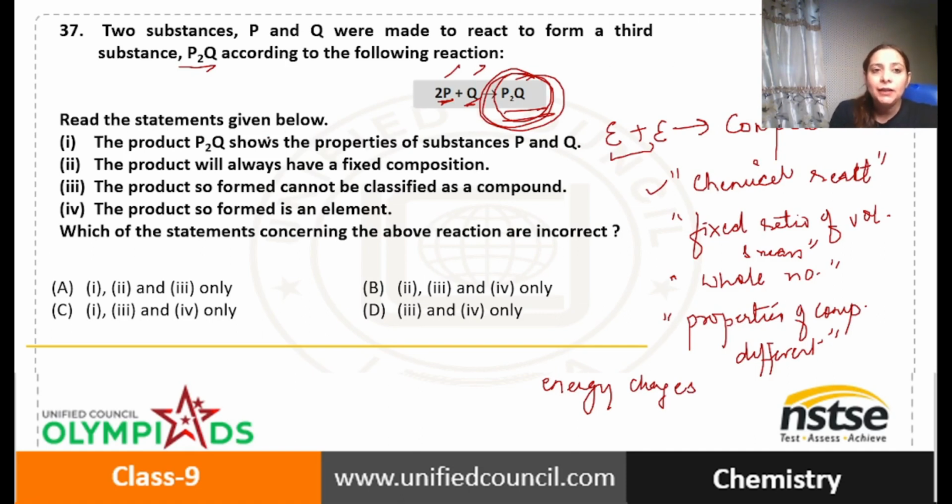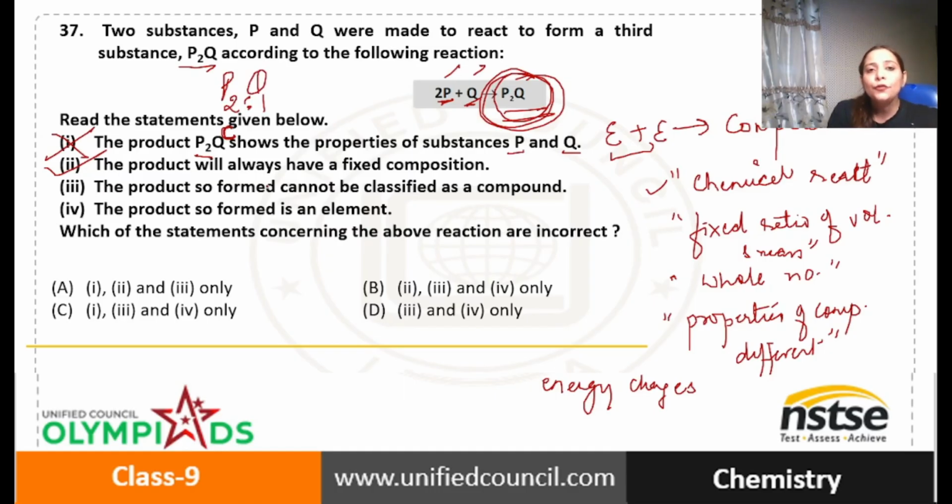Now a few statements are given. Statement 1: the product P2Q shows the properties of substances P and Q. No, it doesn't, because P2Q is a compound, and a compound never shows the properties of the elements from which it is formed. It has entirely different properties, independent of the properties of the combining elements. So the first statement is wrong. The product will always have a fixed composition. It's true, because P2Q will be formed only when the ratio of volume is 2:1. So the compound has a fixed composition.